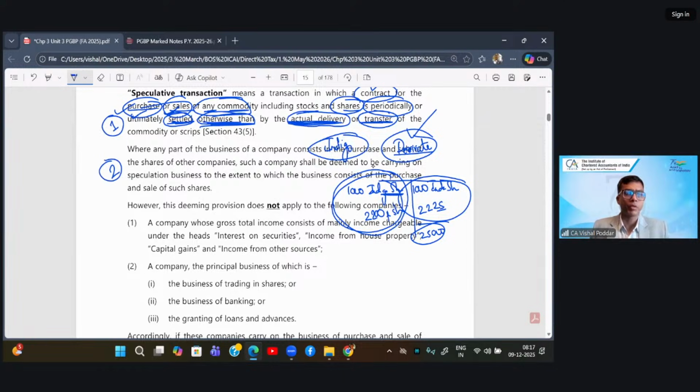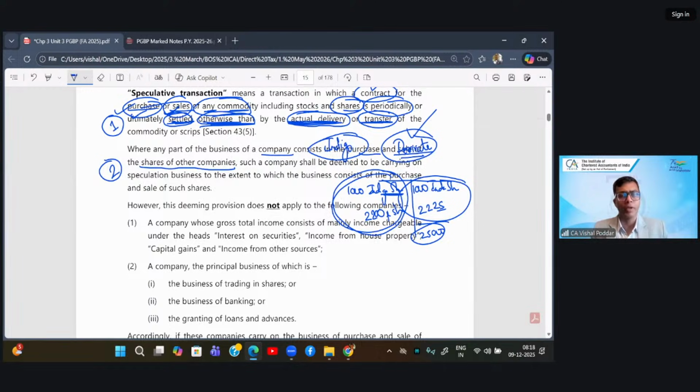Point number two. Now, in the second part of this definition, they have covered a specific scenario which is applicable only to companies. So you are a company and you are not engaged in banking. You are not engaged in investment business. Let us say you are a manufacturing company, let us say MRF tires company. Now you are purchasing and selling shares of some other company. And this is a regular physical purchase sale, not the above one. If it is the above one, anyways, it is speculation.